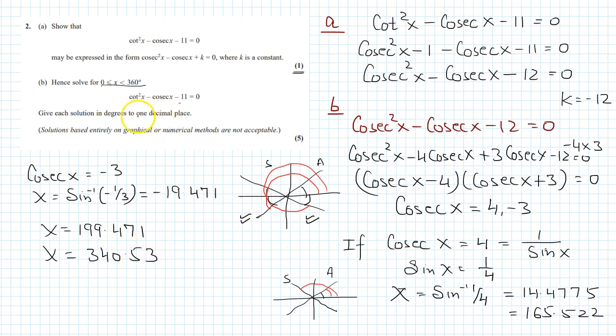So we have to write all angles to one decimal place, so x will be 14.47 means 14.5, 165.5, 199.5, and 340.53, so this is 340.5. So that is the solution.